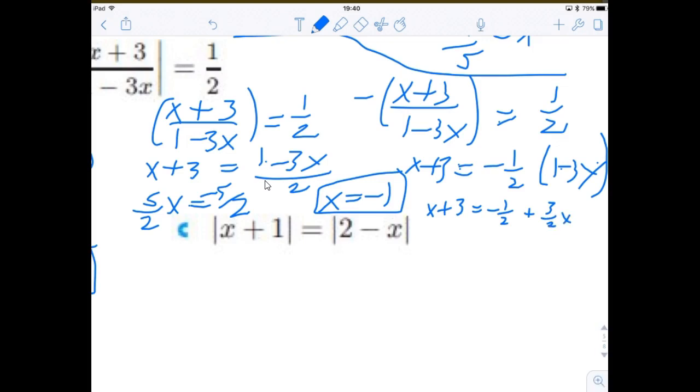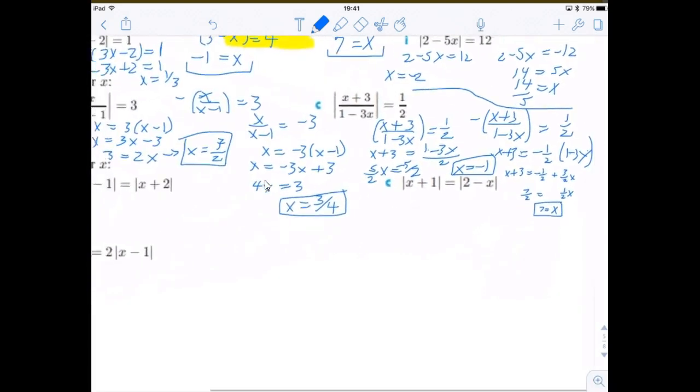Like that. Then we're going to move all the x's to one side, so we'll move the x's to the right side. 3/2 x minus 1x is 1/2 x. We'll add the 1/2 to both sides, so we'll get 7/2 equals 1/2 x. Then we'll multiply both sides by 2, we'll get x equals 7. Okay. All right.